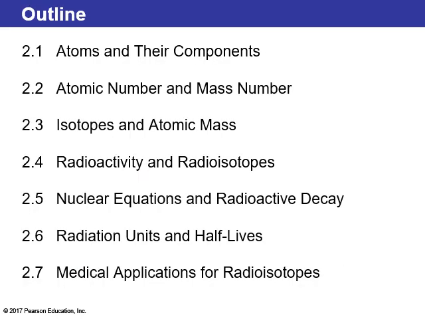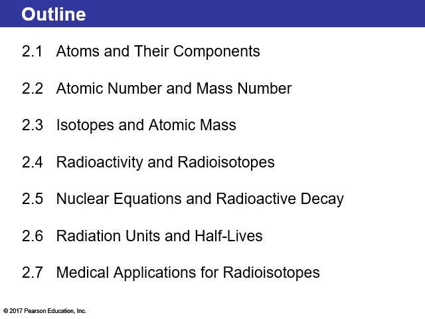So our outline for this chapter is in section 2.1. We're going to talk about atoms and their components. Those components are the subatomic particles that make up an atom. We're going to talk about the difference between atomic number and mass number. These numbers are going to be used to determine whether or not something is a radioactive compound.